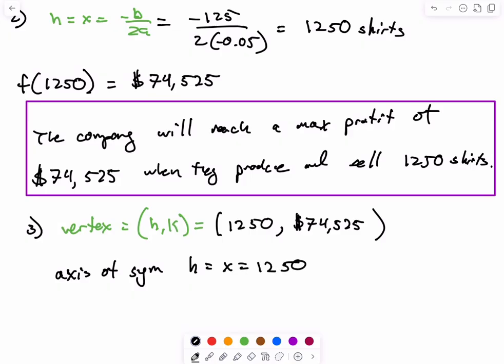It's 1250 shirts. So using that, and we have the vertex and the axis of symmetry, you can use that to create the graph, right? If you plot the vertex, whenever you choose a point on the left side of the axis of symmetry, you automatically get a point on the right. So you can just choose several values of x on the left. It'll automatically match up with values of x on the right. They're going to have the same y value. And then you connect them with a smooth curve.